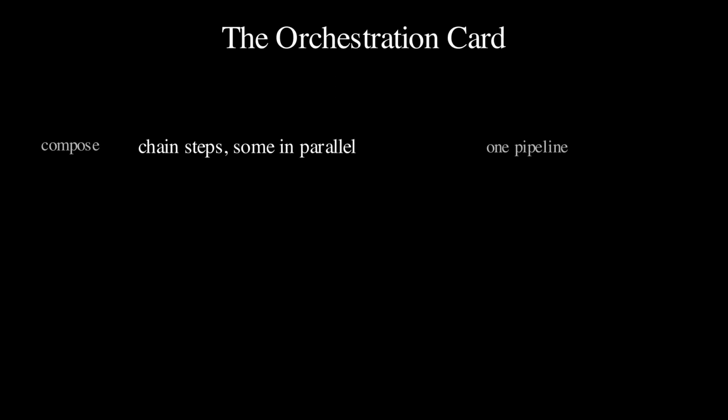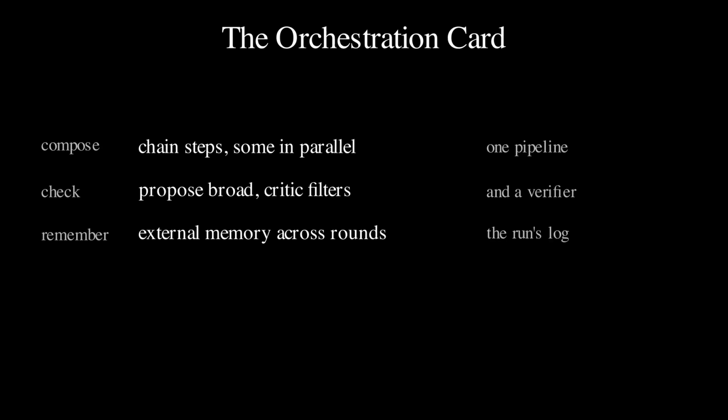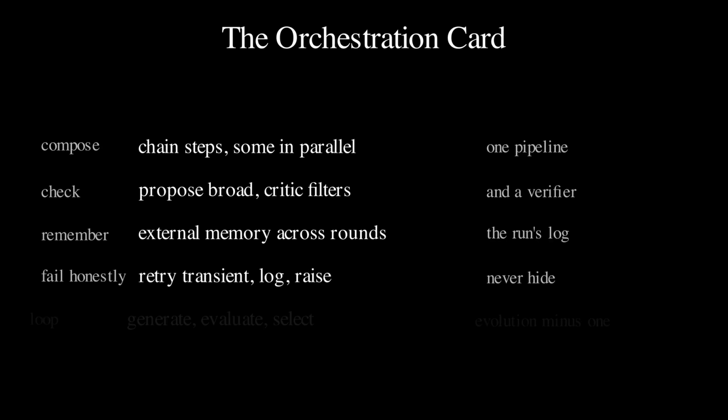Here is orchestration on one card. Compose chain operations into a pipeline and run the independent ones in parallel. Check a proposer for breadth, a critic, and a verifier for precision. Remember, external memory holds what must survive the rounds. Fail honestly. Retry only transient faults. Log everything and raise rather than hide. Loop, generate, evaluate, select, repeat.